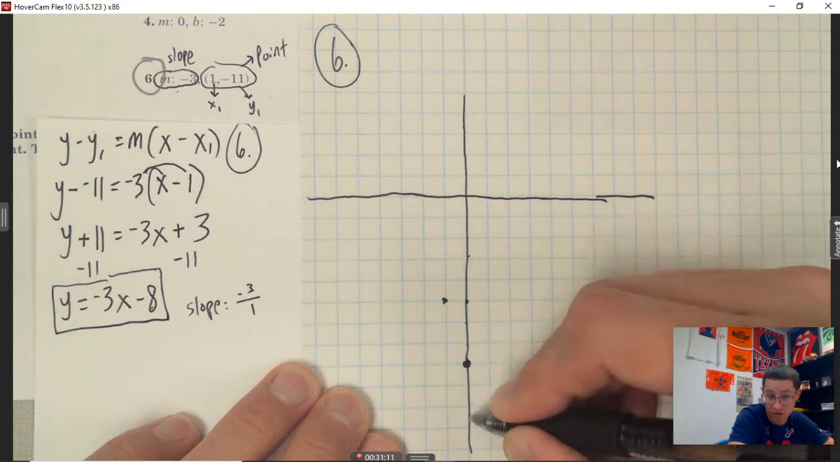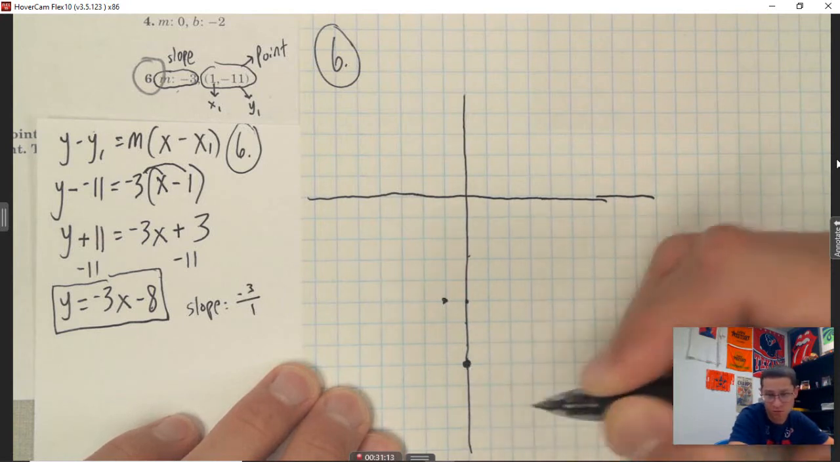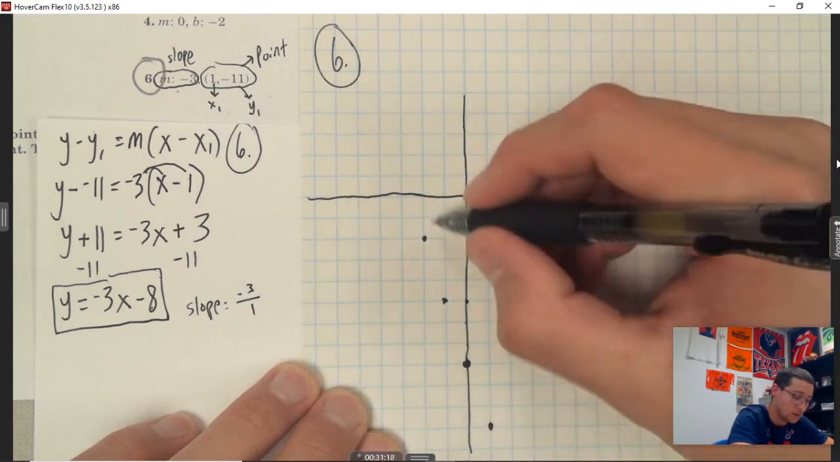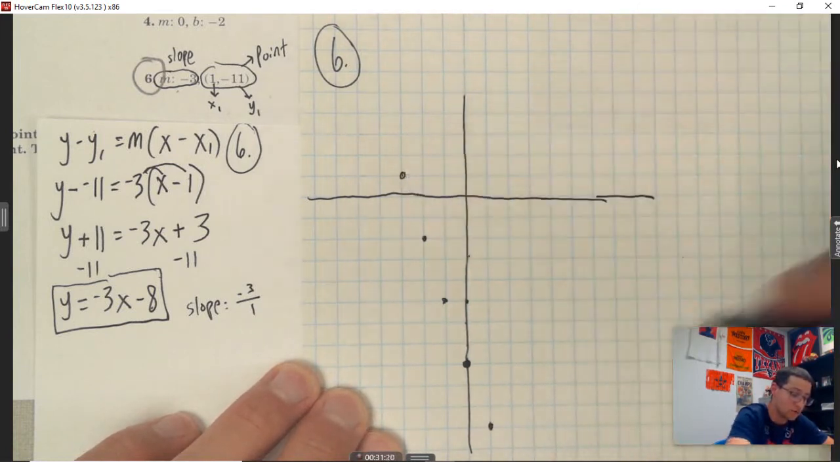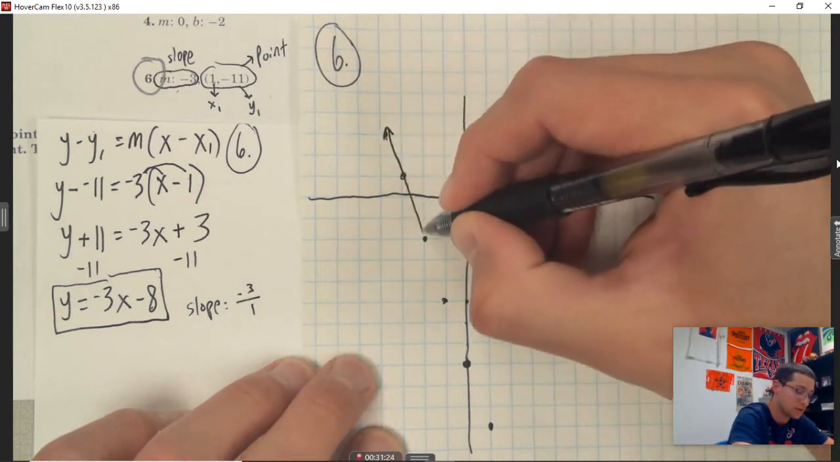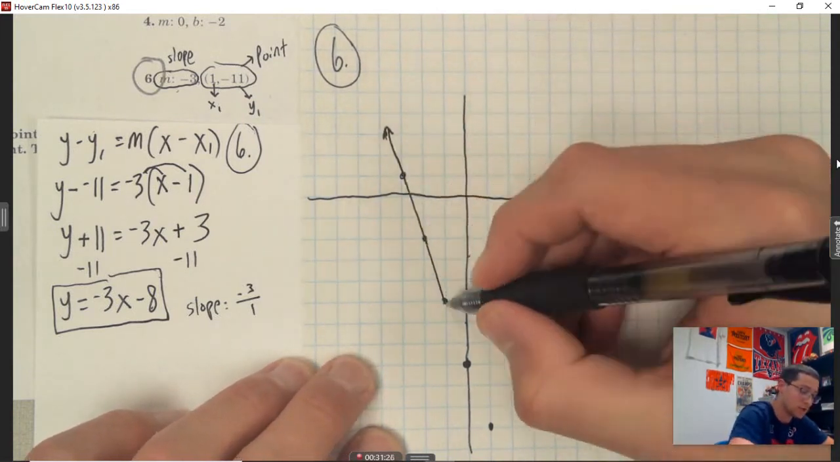Could you also do it from here to here? Sure. -3 over 1, right? Okay. And then we'll just continue that slope. Okay. But the cool thing here is this. Watch. We can double check our work. That's always a good thing.